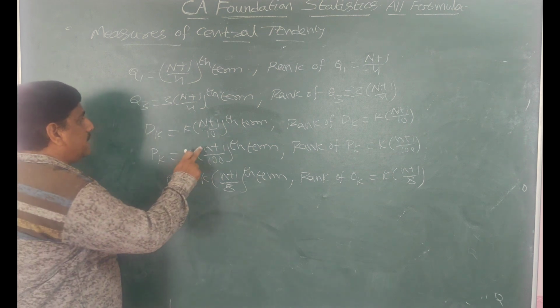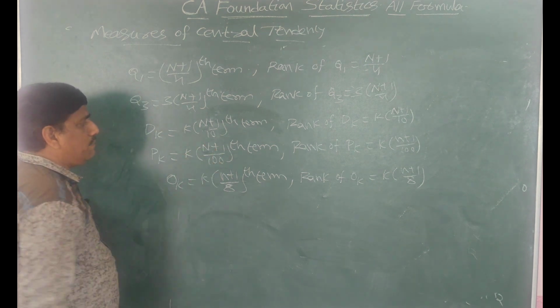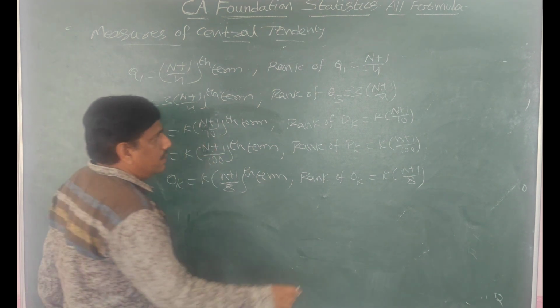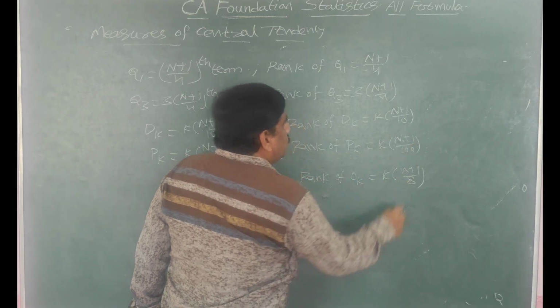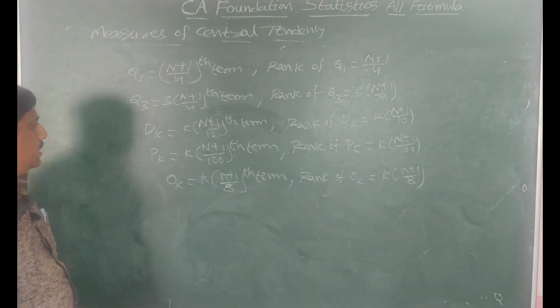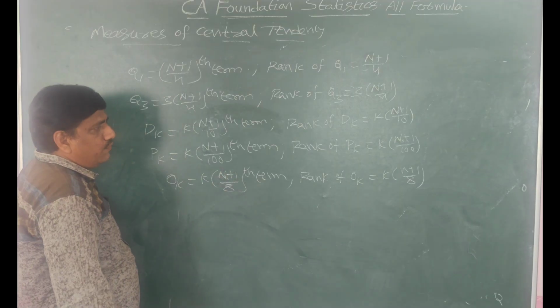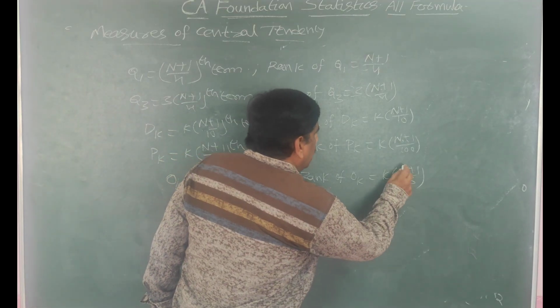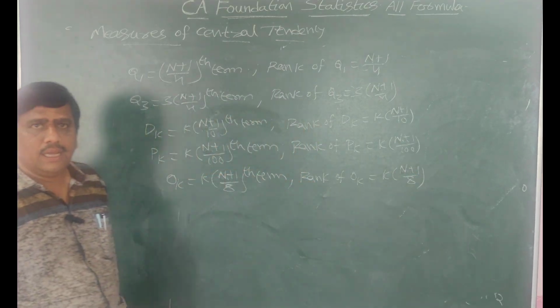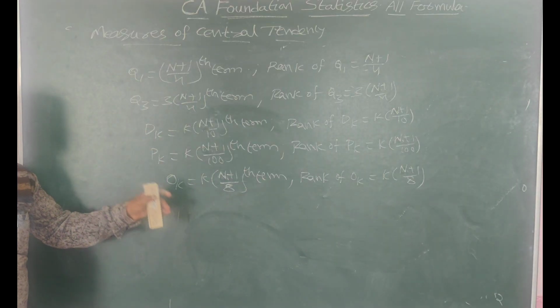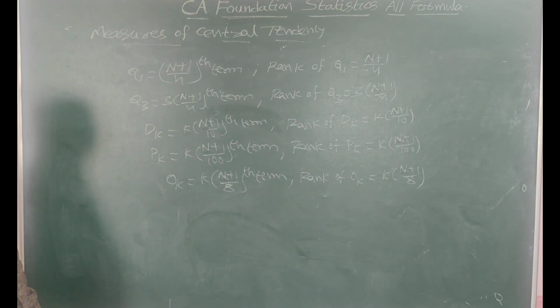If it is the kth percentile, in discrete series, k into (N plus 1) by 100th term is the formula, and if it is rank, k into (N plus 1) by 100 is the rank. Kth octile, k into (N plus 1) by 8th term, and if it is the rank of the kth octile, k into (N plus 1) by 8. Like that, in discrete series, you can compute other positional averages. Coming to continuous series, which is the important one.